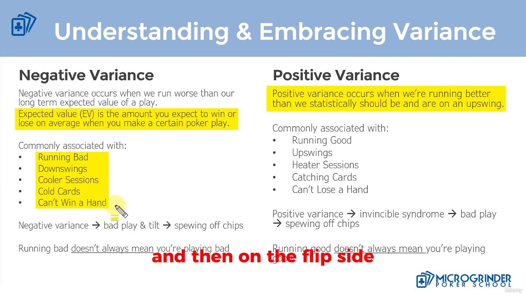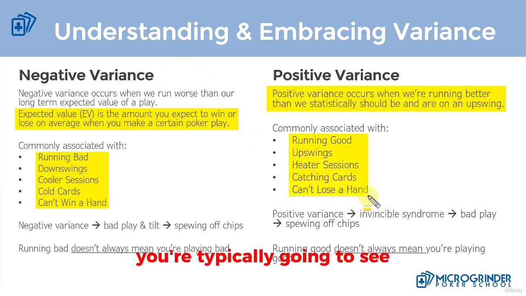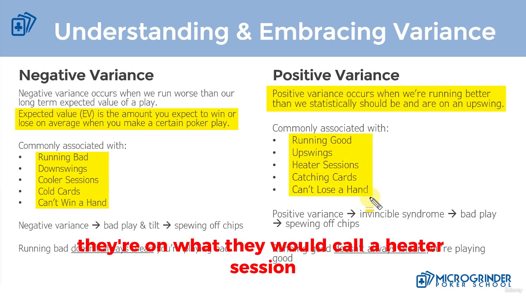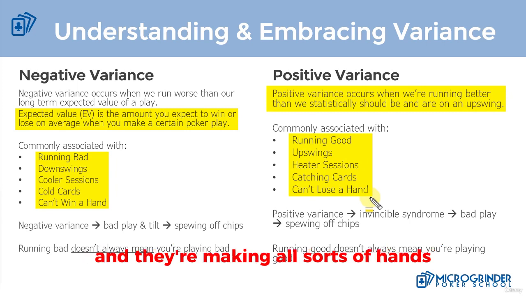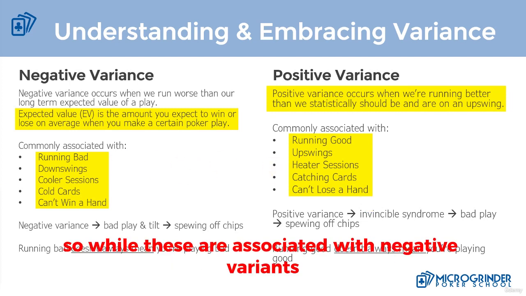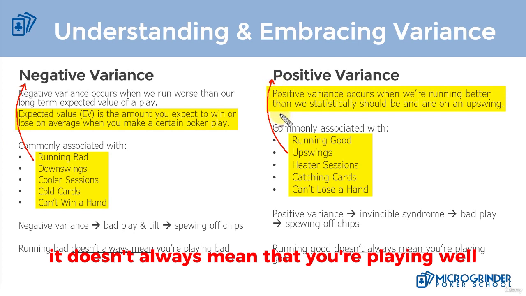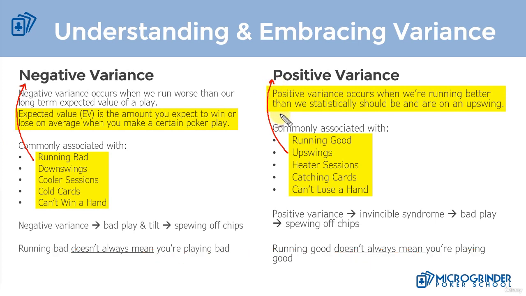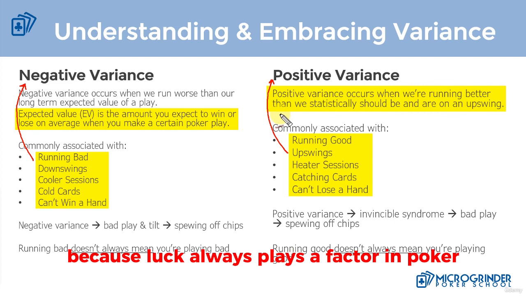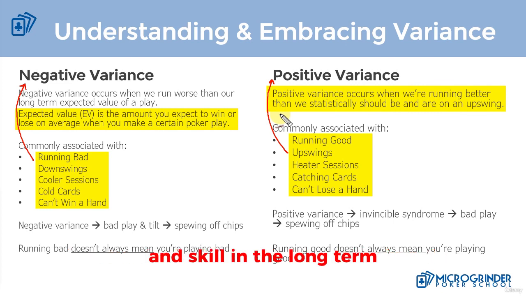On the flip side, with positive variance, you're typically going to see somebody running really good. They're on an upswing. They're on what they would call a heater session, where they're catching all sorts of cards, making all sorts of hands, and they can't seem to lose a hand. While these are associated with negative variance and positive variance, it doesn't always mean that you're playing well or you're playing bad, because luck always plays a factor in poker, even though there's skill within poker and skill in the long term is always going to beat out luck. In the short term, luck always plays a factor.